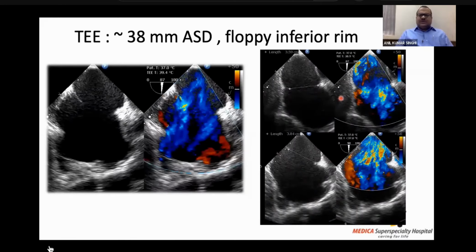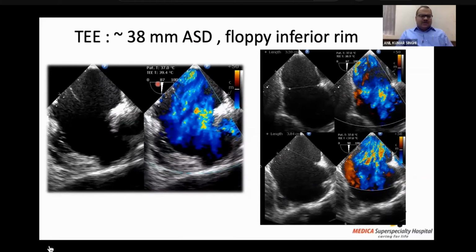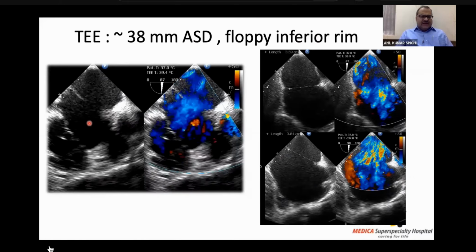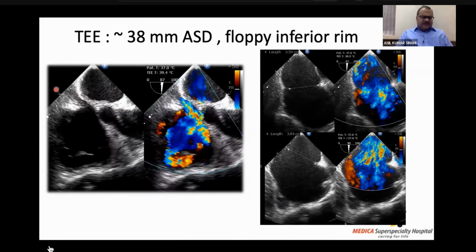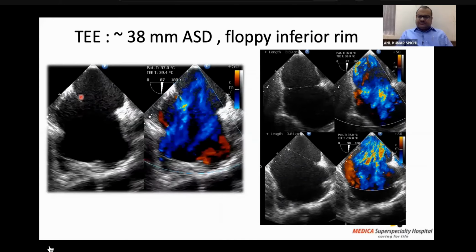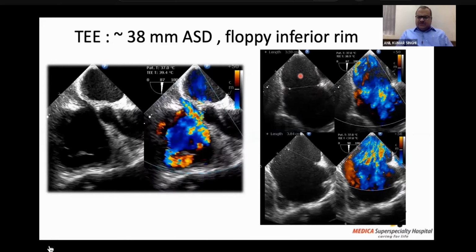So in transesophageal echocardiogram, the maximum dimension we got was 38 millimeter with a floppy inferior rim. You can appreciate this is nearly 90 degree with a little modification, superiorly, inferiorly, and this is that inferior floppy margin. In the frozen image, we can appreciate the same. This is in the 0 degree view.